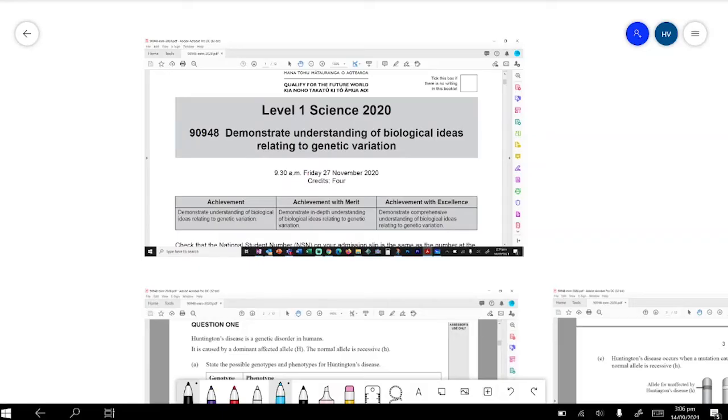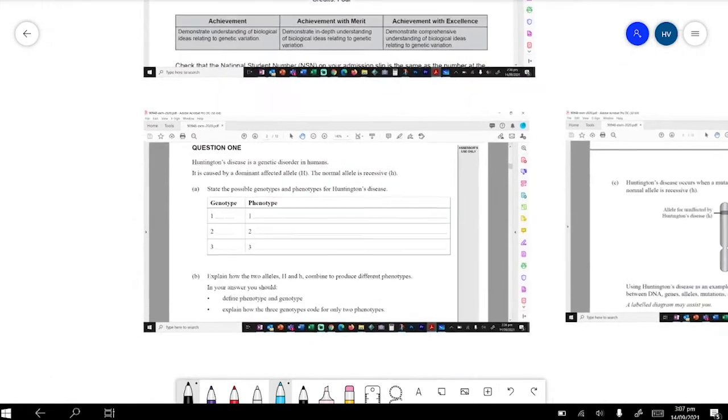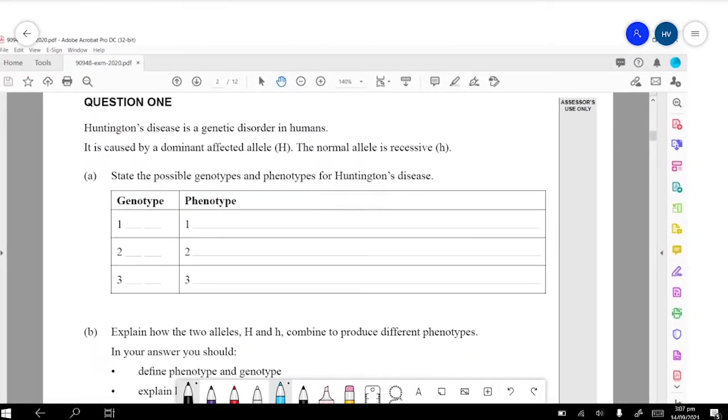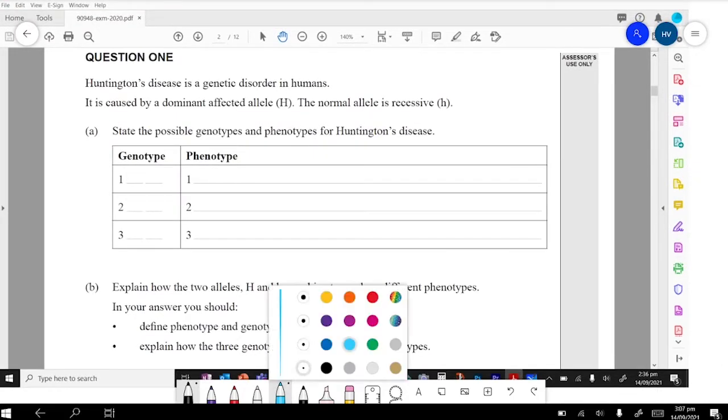Okay, hi Year 11s. You asked me to go through a paper with you, and I thought that I would do the 2020 genetics paper. So question 1 was, as you can see here, Huntington's disease is a genetic disorder in humans.